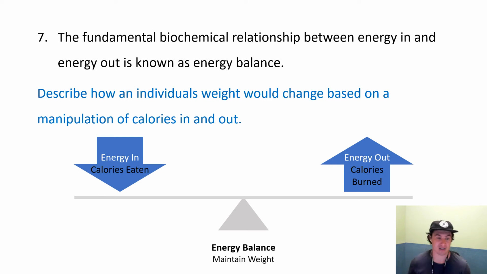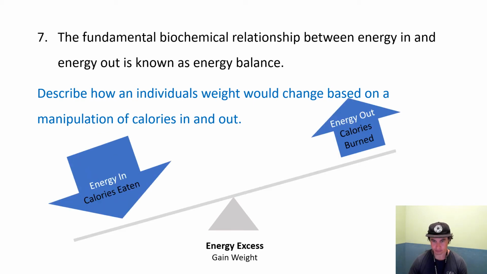So let's look at the first one. We've got an energy balance. Energy in, or calories eaten, is matched with energy out, or calories burned. You will maintain weight. So if you are maintaining weight, calories in, calories out is balanced. If calories in is higher than your calories out, then you are in an energy excess and your mass will go up.